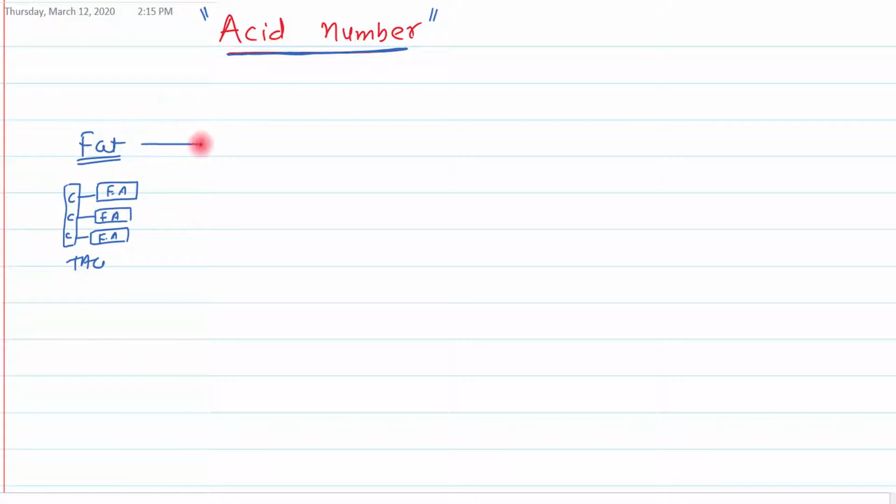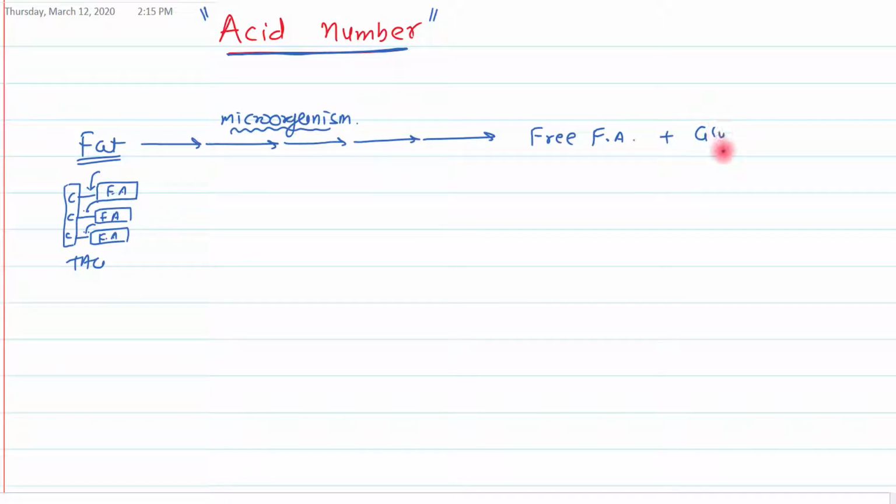Now, as time passes, what happens? There is a growth of microorganisms. These microorganisms secrete certain enzymes which can break down these fatty acids. So there is a liberation of free fatty acids, and in addition to that, we have glycerol. So this thing happens with the passage of time.